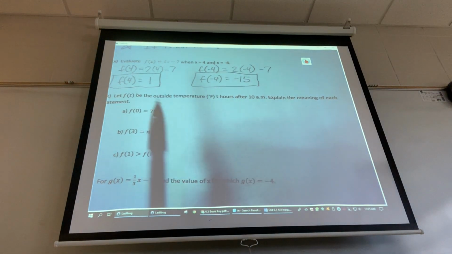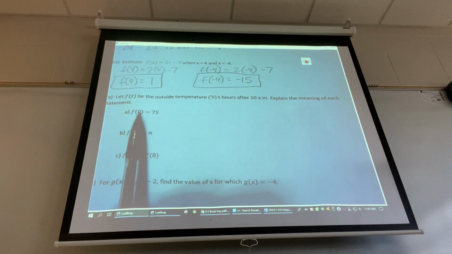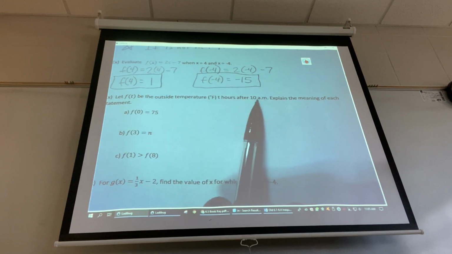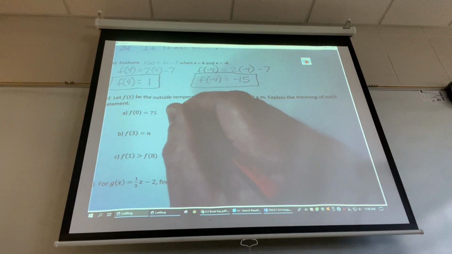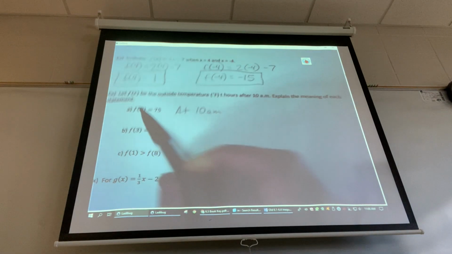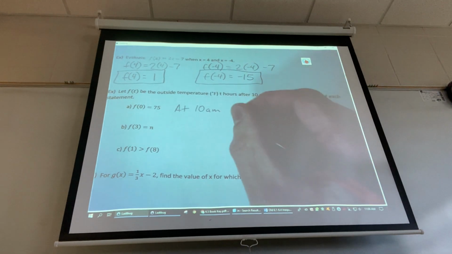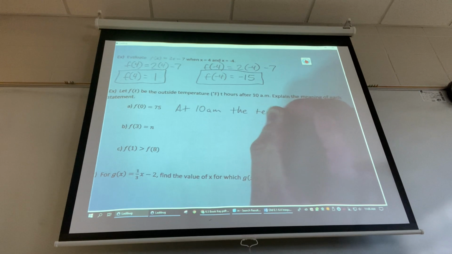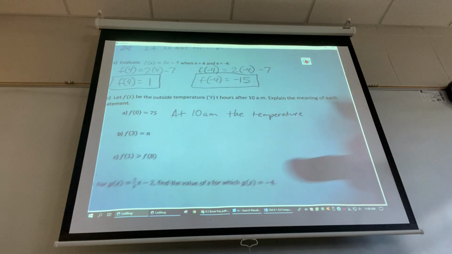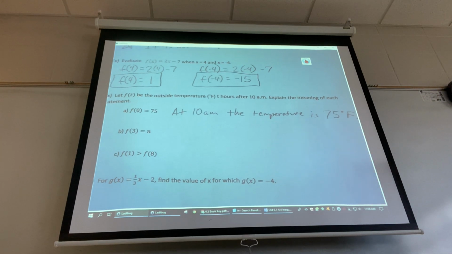Well, part A says f of 0 is 75. Well, what does that 0 represent? Starting point, which was when? 10 a.m. All right, so this would say that at 10 a.m., do you guys see how we're getting that? If this is 0, that means we're at the starting point, 10 a.m. At 10 a.m., what's going on? The temperature was 75. You got it. The temperature is 75 degrees. Degrees what? Fahrenheit. Okay.